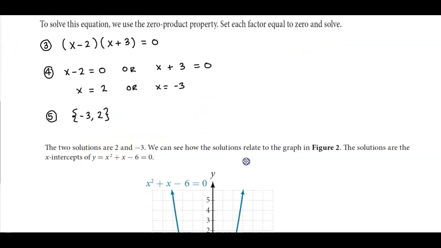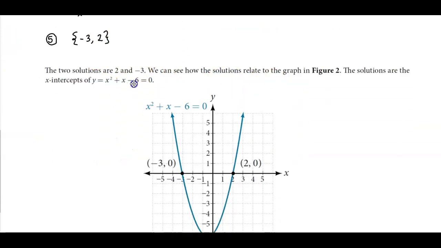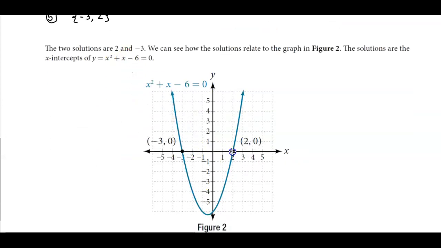And we can see how the solutions relate to the graph in figure 2. The solutions are the x-intercepts. So what happens here is when I graph this equation, where it crosses the x-axis are at those two numbers, negative 3 and 2. And if we write them as ordered pairs, they are solutions for the x coordinates, and 0 is going to represent the number for the y coordinate. So we have negative 3, 0 here, and 2, 0, and that's where it crosses the x-axis.